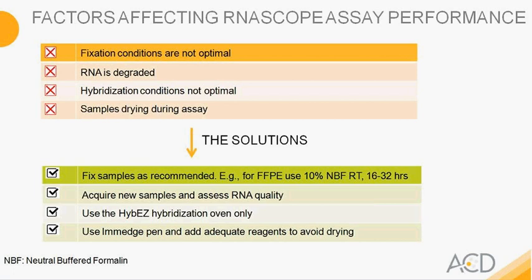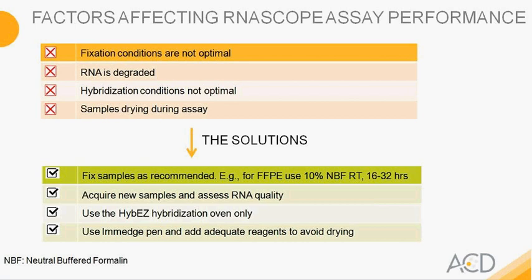To mitigate this issue, you should fix your samples at room temperature with 10% neutral buffered formalin within 16 to 32 hours. Do not fix less than 16 hours or more than 32 hours. This could result in underfixation or overfixation. In cases where you do not know the fixation condition, please start with standard conditions as we highlighted previously and understand the state of your fixation before you proceed to your target probe.